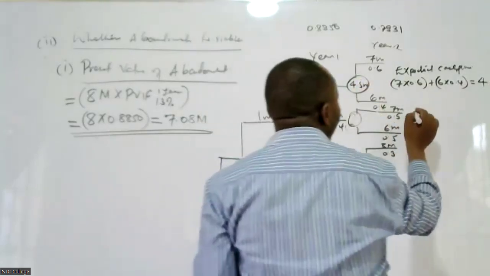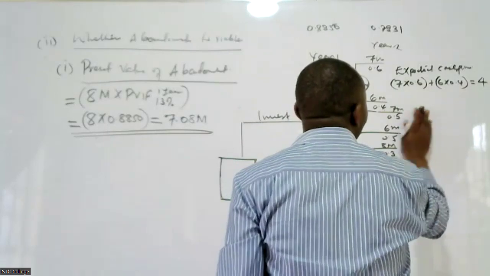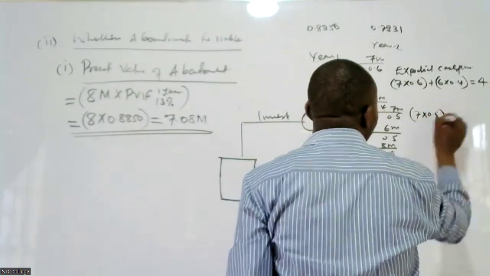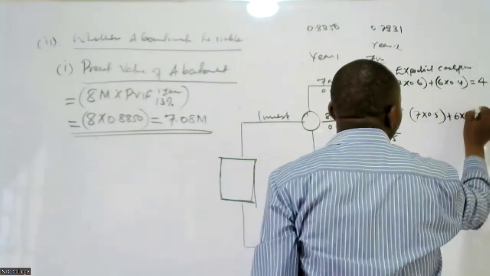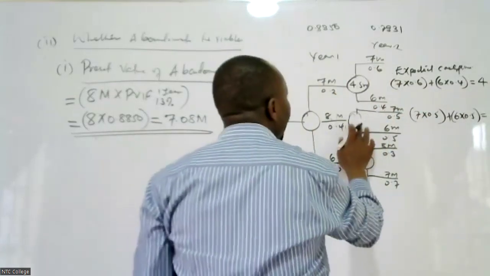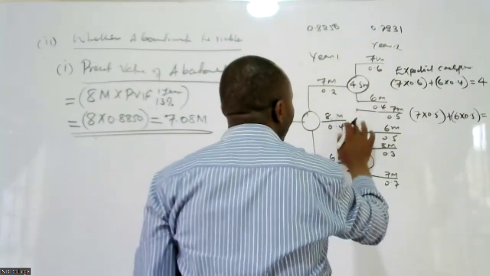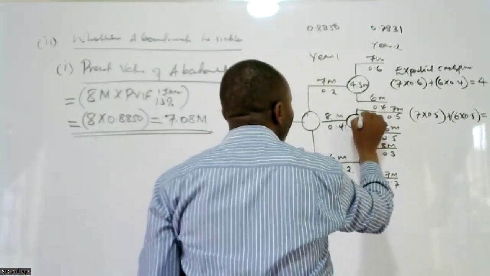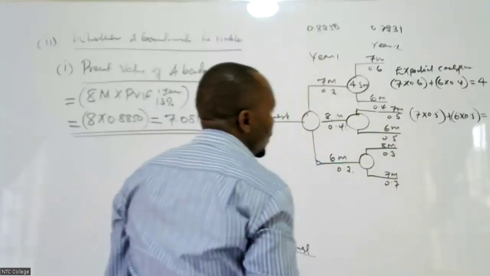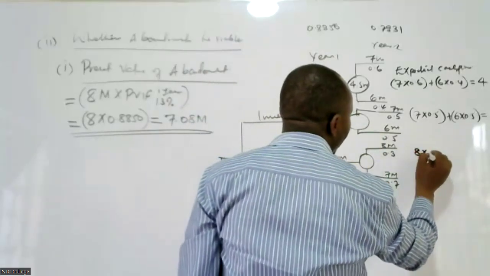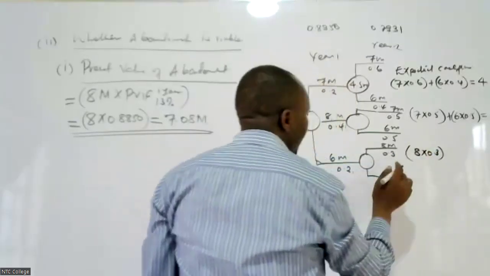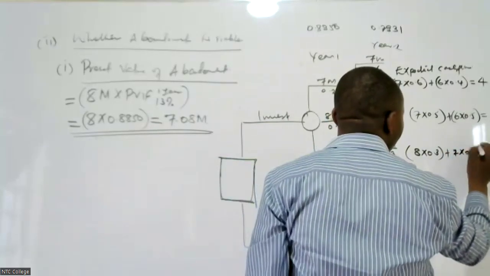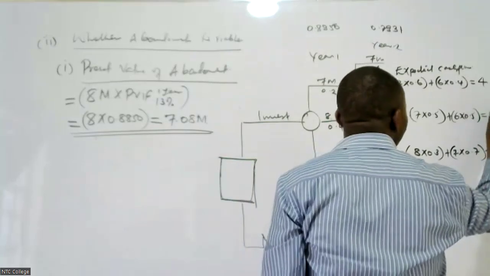And then the same here, we have 7 times 0.5 plus 6 times 0.5. What are you getting for this one? Same, 6.5. Same way we have here 8 times 0.3 plus 7 times 0.7. So this one is 6.5.